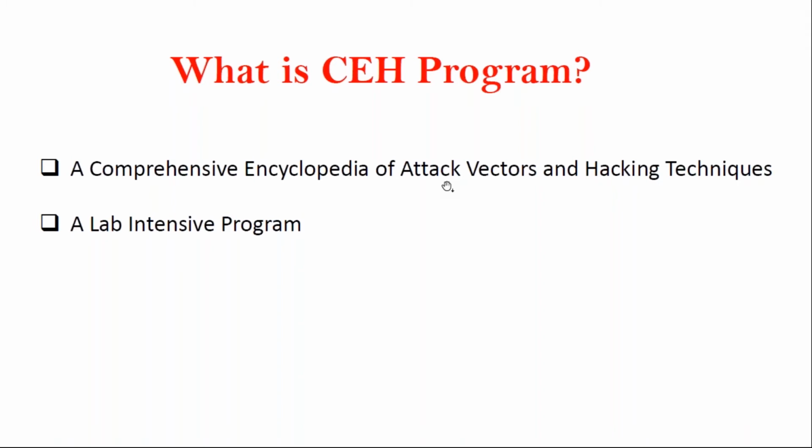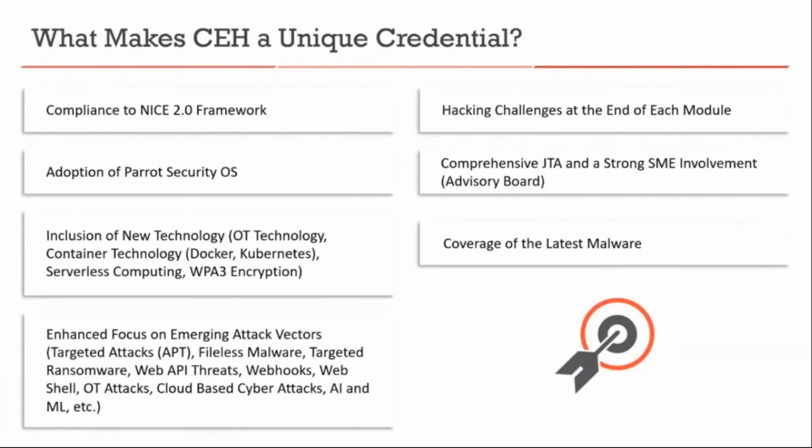Parrot Security gives you the best performance with the least use of hardware as compared to Kali Linux. Because in order to run Kali Linux, you must have at least 2 gigs of memory in your VirtualBox, while Parrot Security can provide you better performance with the same hardware. Apart from that, EC-Council added some new technologies to their latest CEH version 11 certification.